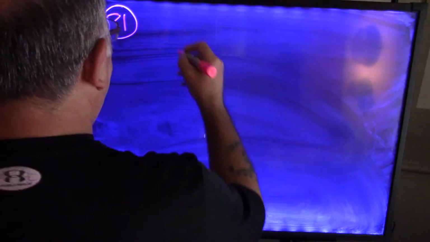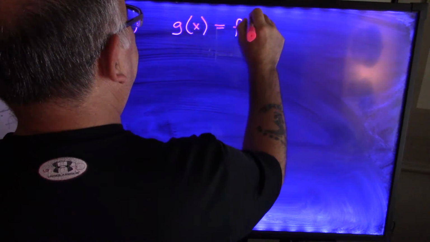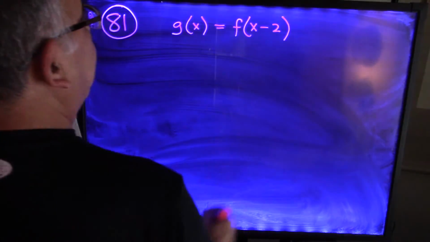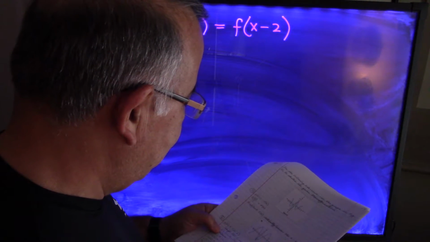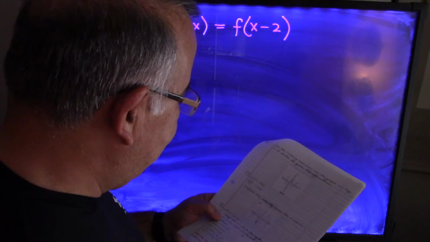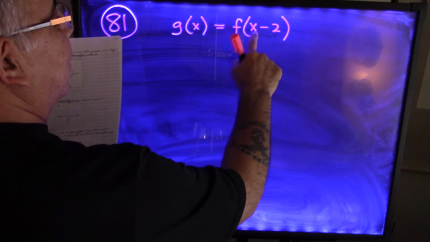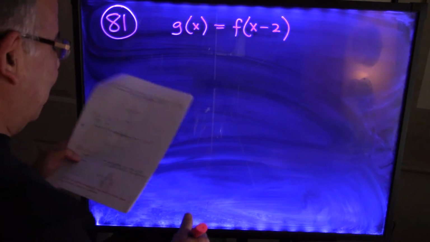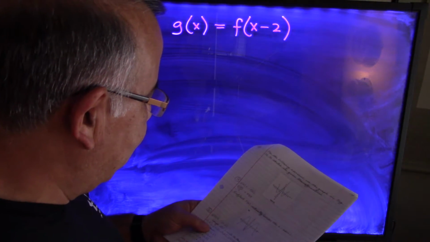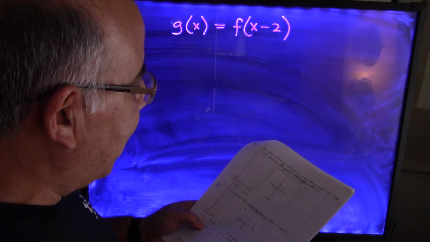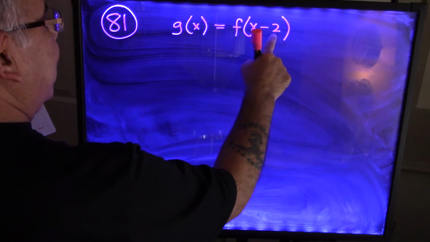G of x equals f of x minus 2. All right. So f of x again is the original f of x in figure 32 in your book, which I showed you a while back. All right. Well, this has the effect of a shift to the right. Right because it's next to the x here. 2 units to the right. Okay. So what I'm going to do is take a few points that are on the original graph f of x and apply that shift to the x coordinates. You just add 2 to each x coordinate.